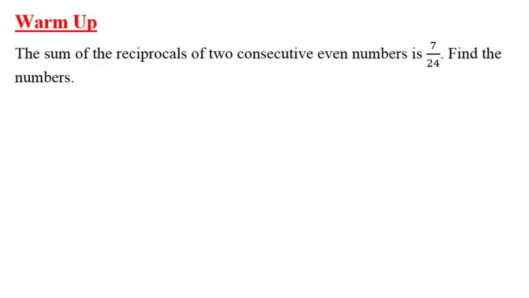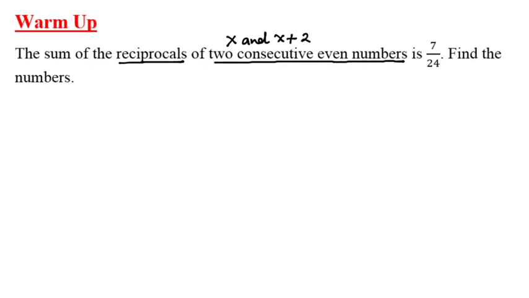The last and the 7th example for this video is the application of quadratic equation. In this problem, it is said that the sum of reciprocals of two consecutive even numbers is 7 over 24. Find the numbers. So we have to find two consecutive even numbers. If we know the first even number, the second or the consecutive will be 2 more than this. So it will be x plus 2.